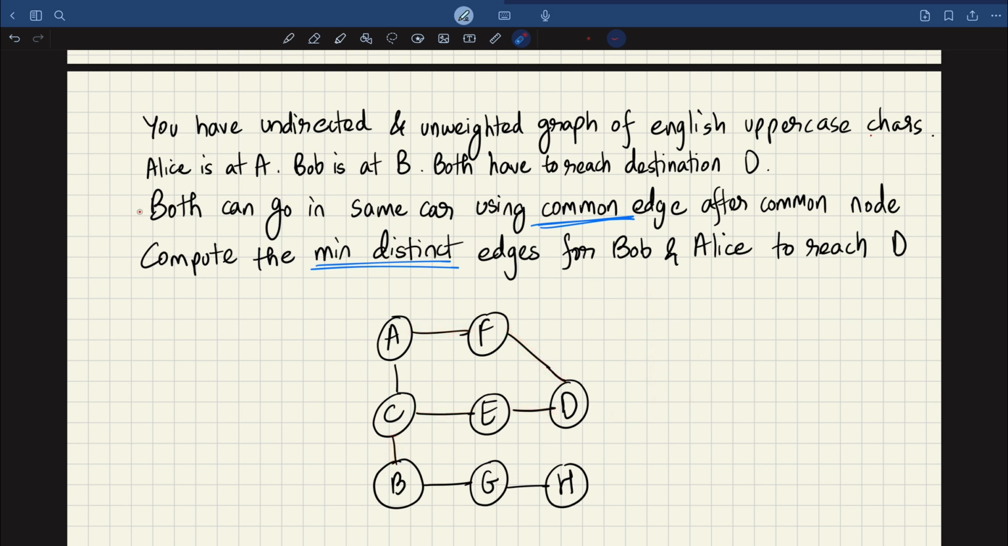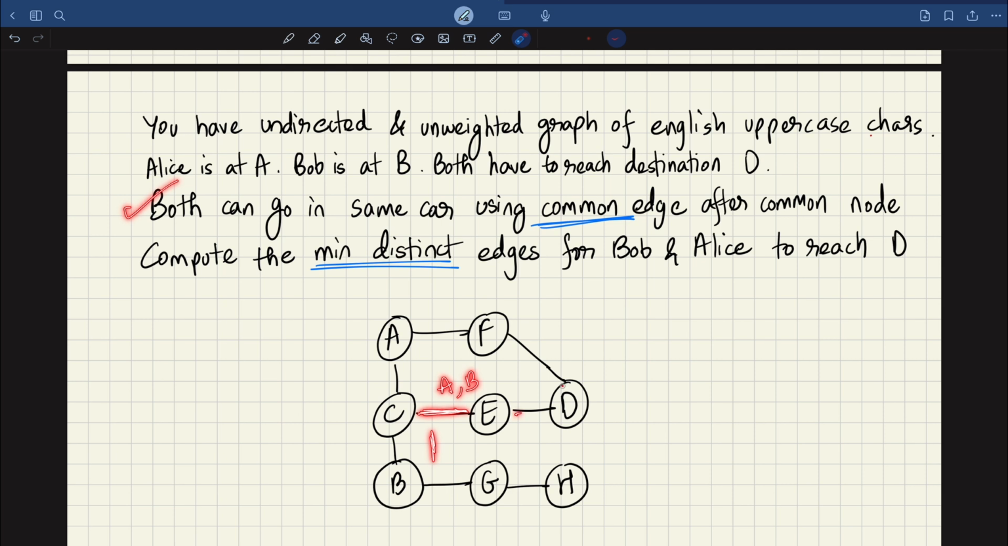But there's one more point in this question, which is both can go in the same car using common edge after common node. Let me show you this with an example. So in this example, if LS and Bob both take this path, so this would be the common node, right? Okay. So this edge is used by LS and Bob. Hence, it would be considered only once. We would not consider this edge 2 times.